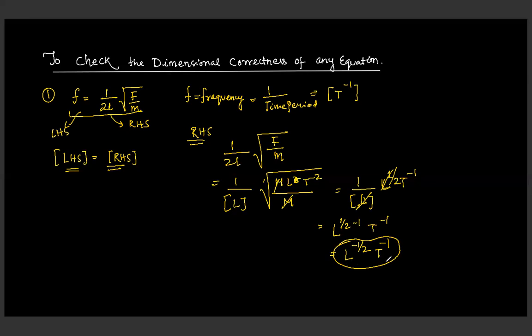So this is dimensionally incorrect. Why? The left hand side has a dimension of t to the power minus 1, while the right hand side has a dimension of L to the power minus 1 by 2 t to the power minus 1. So this is dimensionally incorrect. So let's move to the second example.